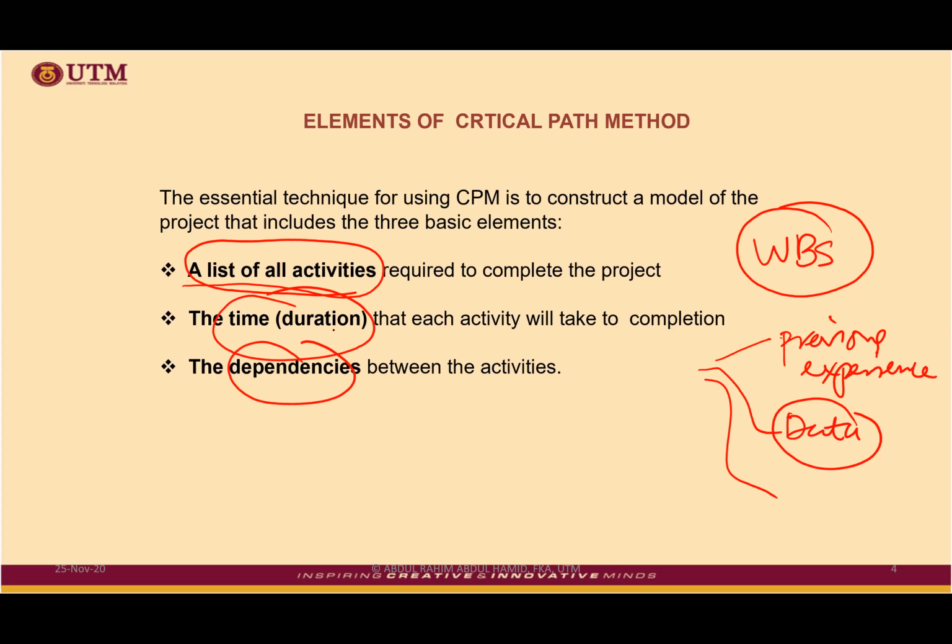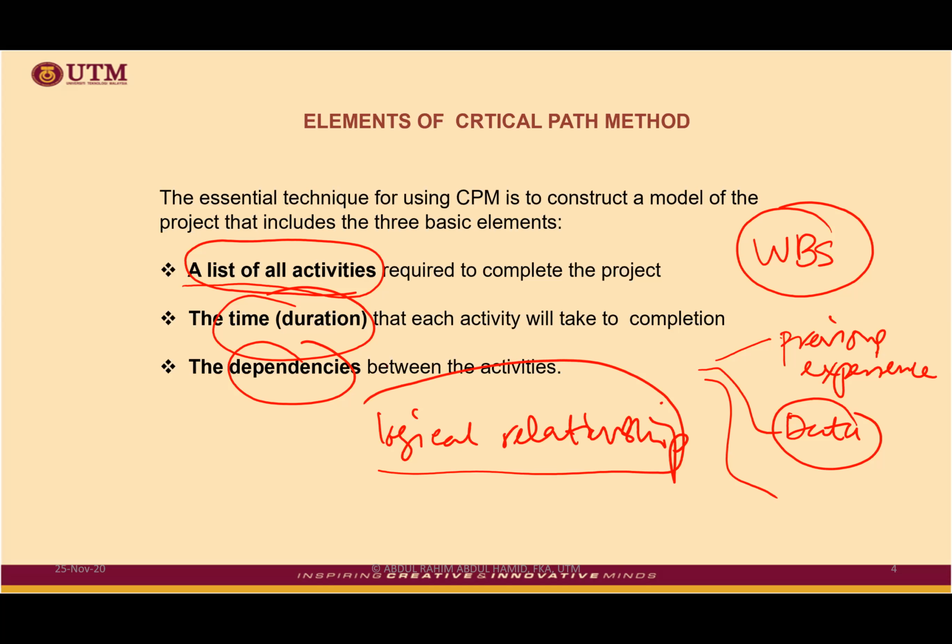Then dependency. Dependency is the logical relationship between activity. Okay, what come first, what come next, what can be done concurrently, or what are the activity that have to be delayed a little bit in between the finish and the start of the following activity. So those what we call logical relationship.